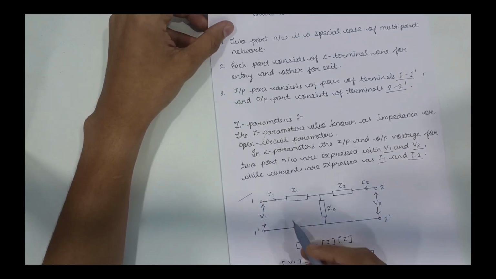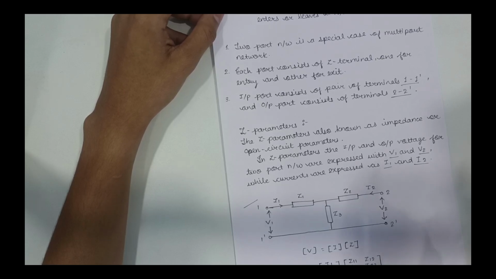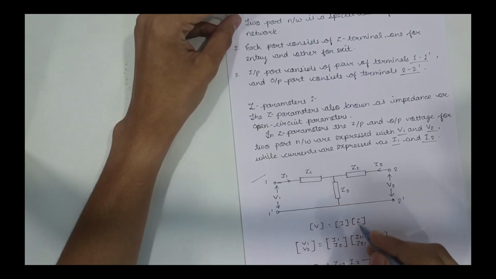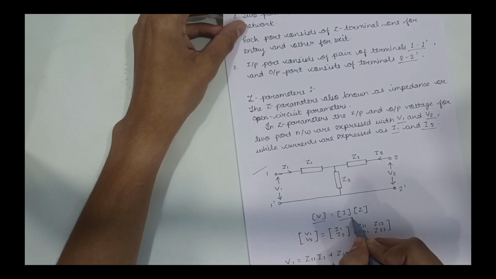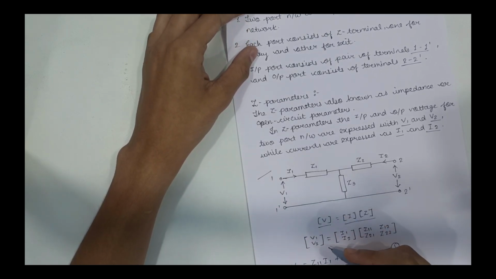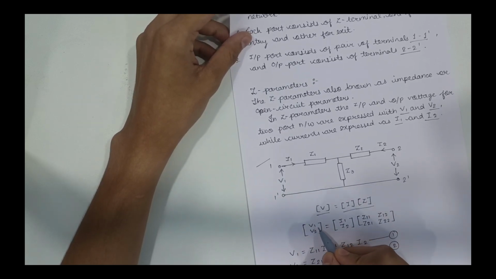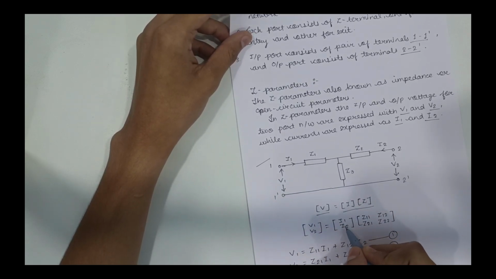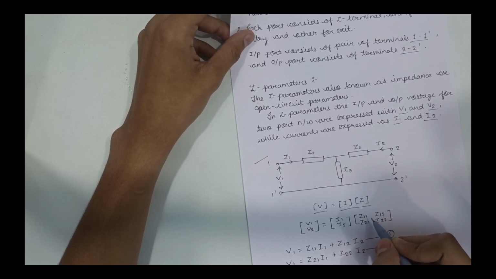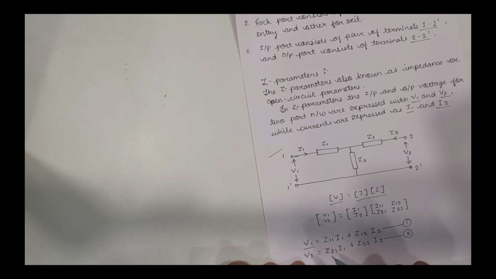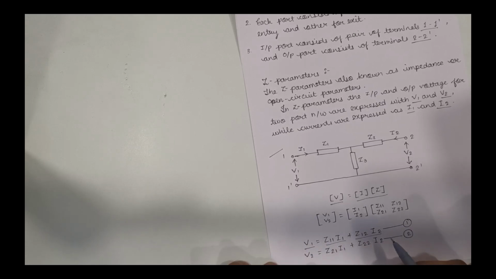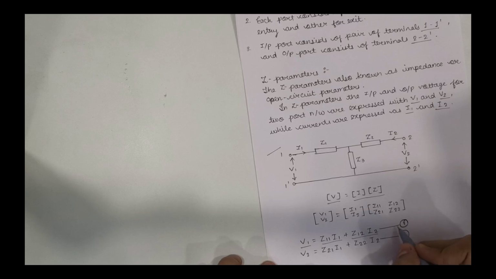This is the equivalent circuit for a two-port network for Z parameters. From this, by applying mesh analysis, we get these conditions. By Ohm's law, we get this condition: V is equal to I into Z. Applying these conditions to a two-port network, we get the matrix V1 V2 equals Z11 Z12 Z21 Z22 times I1 I2, from which we get these equations: V1 is equal to Z11 I1 plus Z12 I2. This is our first expression. And V2 is equal to Z21 I1 plus Z22 I2. This is our second expression.